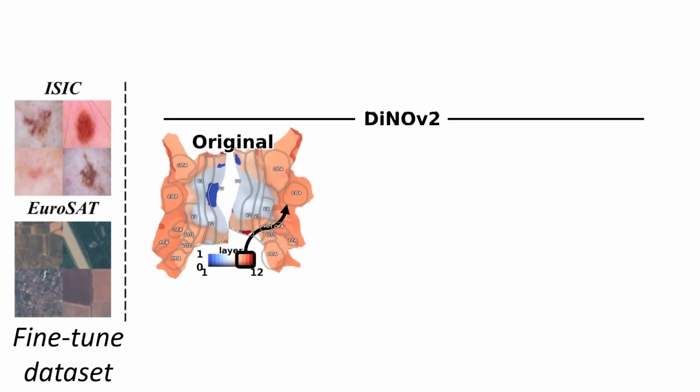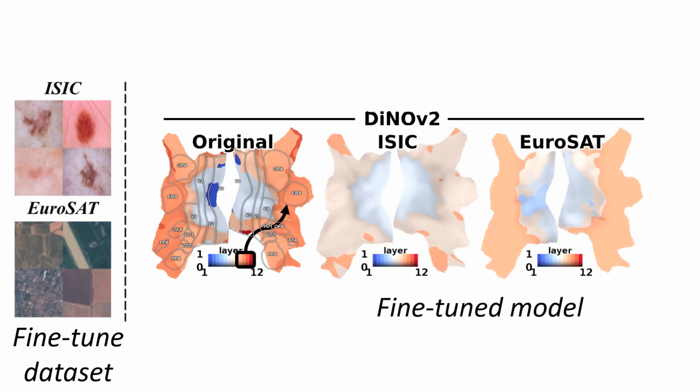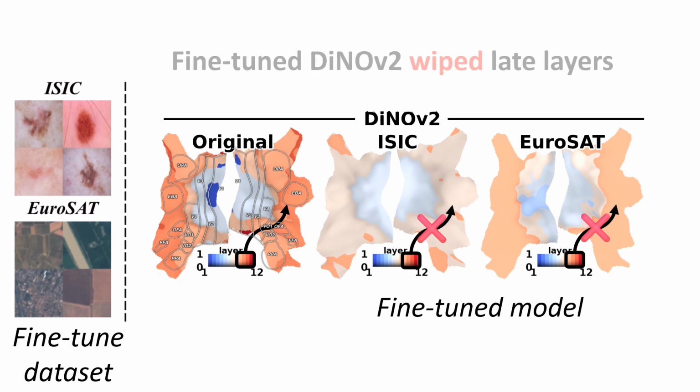We fine-tuned the models on two small datasets, medical imaging and satellite imaging. For DINO, after fine-tuning, its late layers do not align with the brain anymore. DINO changed the later layers. The late layers are redirected to the new task and completely forgot their original functionality. This demonstrates catastrophic forgetting.